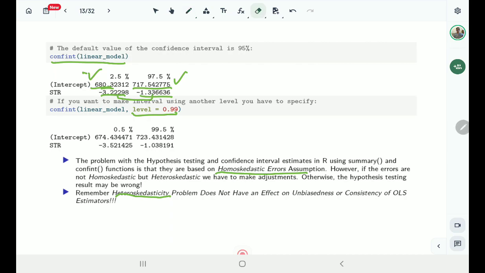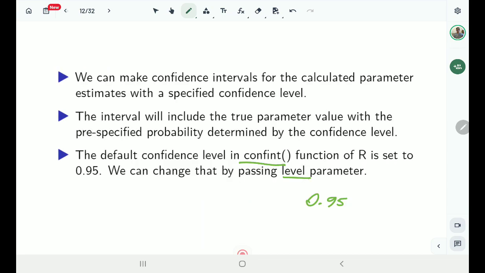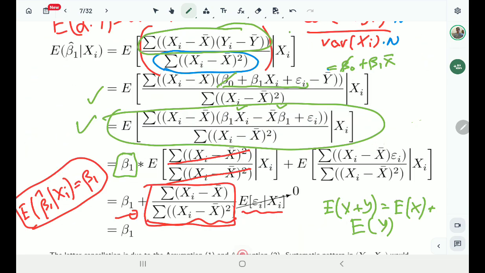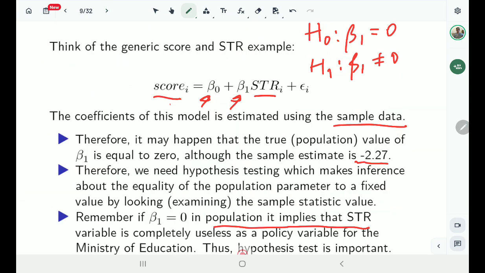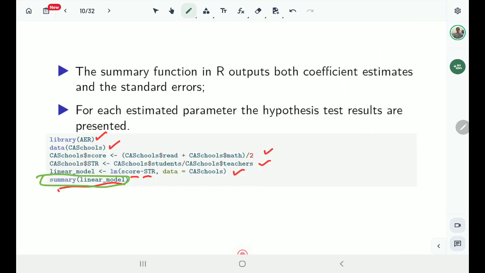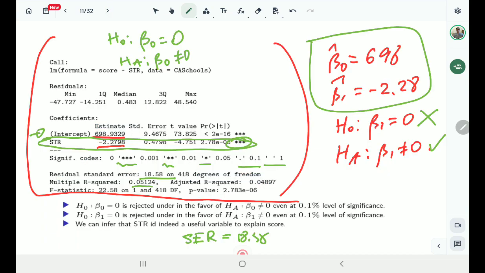Okay, and one more thing that I want to point out is, remember that the heteroscedasticity problem does not have any effect on unbiasedness or consistency of OLS estimators. They still remain unbiased and consistent given the three assumptions we mentioned here. Given these three assumptions, you will always get consistent and unbiased OLS estimators. But if you have a heteroscedasticity problem, then the standard errors are going to be problematic, and that is going to affect the hypothesis testing and also the confidence intervals. Those are going to be biased, problematic. Remember that. Because hypothesis testing is closely linked to the standard errors, right?